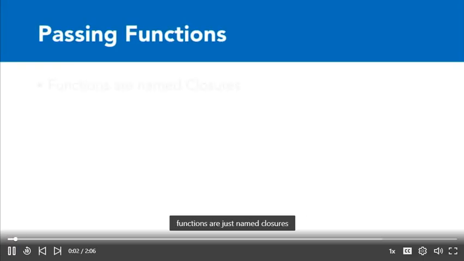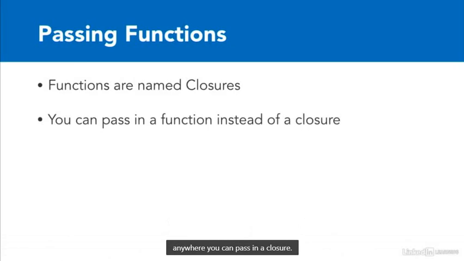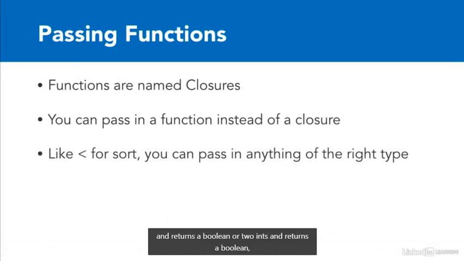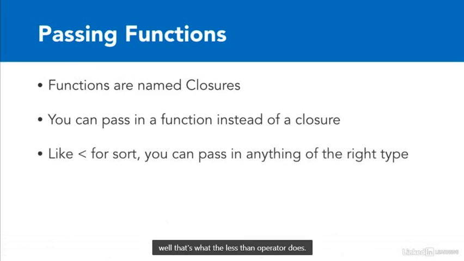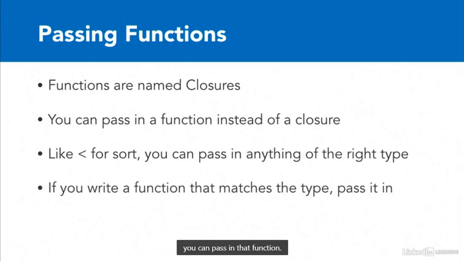As I've mentioned before, functions are just named closures, and you can pass in a function anywhere you can pass in a closure. It's all about the type. Just like what we saw with sort, the type was a function that takes two strings and returns a Boolean, or two ints and returns a Boolean. Well, that's what the less than operator does. So you can pass that in. So if you write a function that satisfies the type that needs to be passed in, you can pass in that function. So you want to try that out? I know you do. Let's do it.